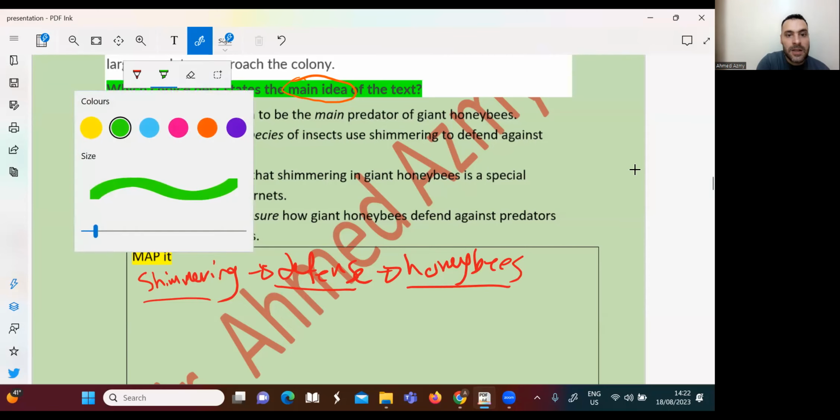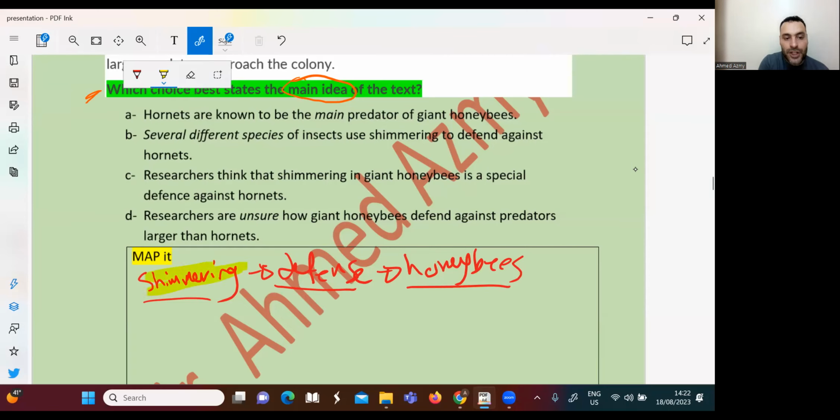Put it in a sentence. Okay. Shimmering honeybees has to defend. Honeybees have what kind of behavior? Defense behavior. What's the name of this behavior? Shimmering. Bravo. Okay. Thank you, Jana.